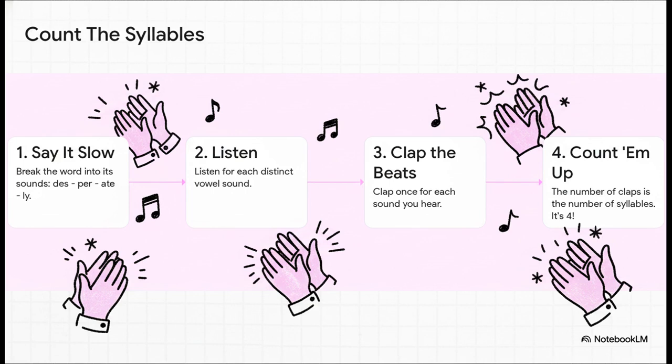Let's take the word desperately. Say it out loud with me, nice and slow. Des-per-ate-ly. Now for the fun part. Clap it out. Des-per-ate-ly. How many claps was that? 4. That's it. 4 claps means 4 syllables. You can do this with any word.